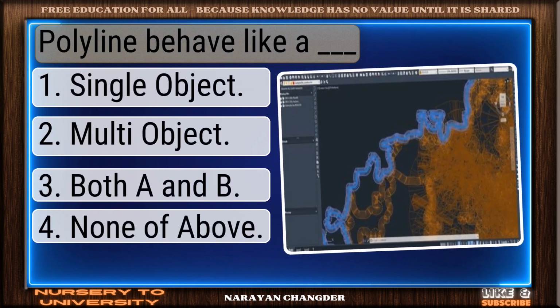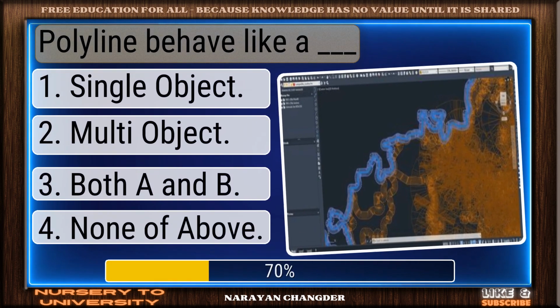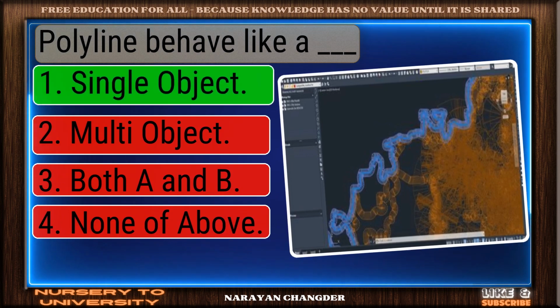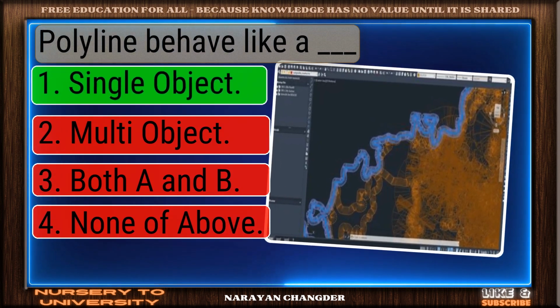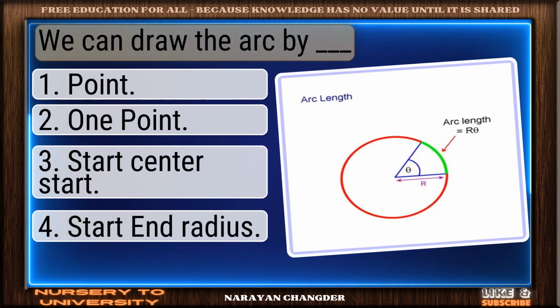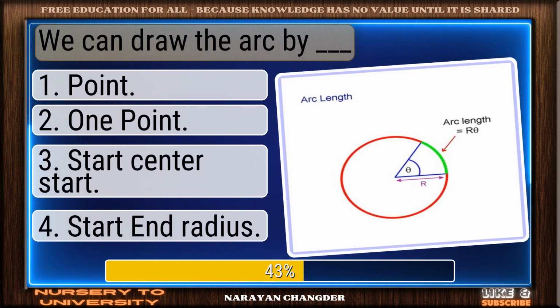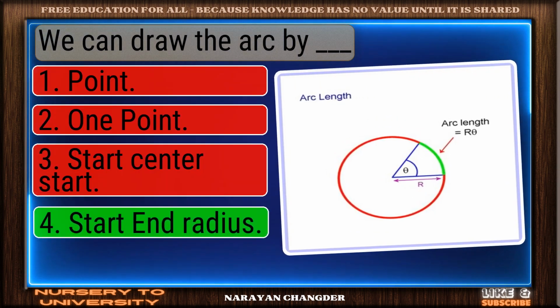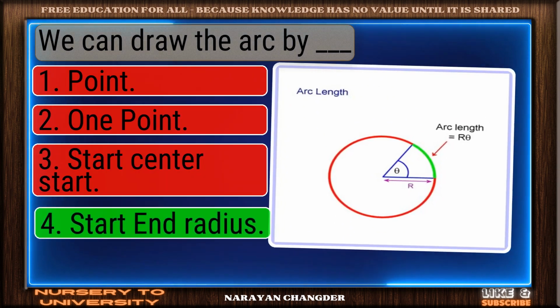Polyline behave like a dash. Good thinking. Single object is the right answer. We can draw the arc by dash. Valid point. Start-end radius is true.